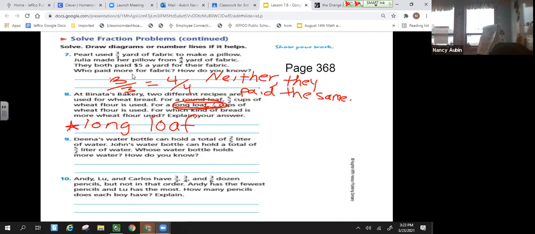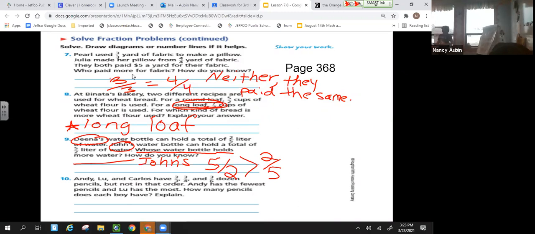Okay, number 9, Evie. Whose water bottle holds more? That's the question. Is it John's or Dina's? John's water bottle has more because 5/2 is greater than 2/5. All right, nicely done.